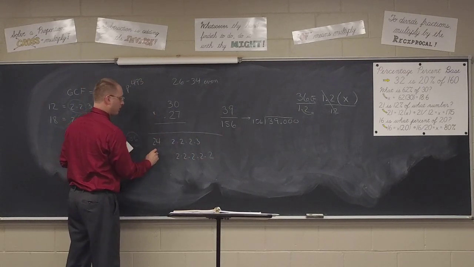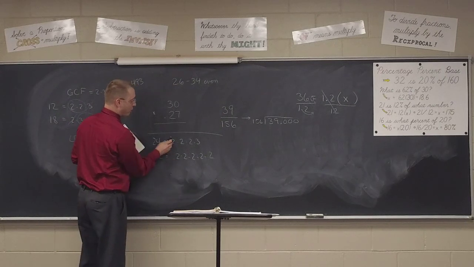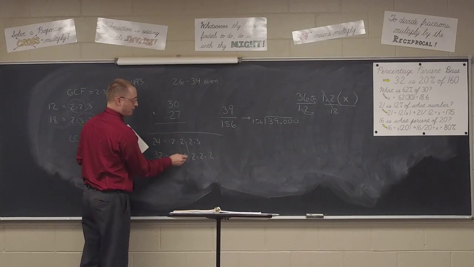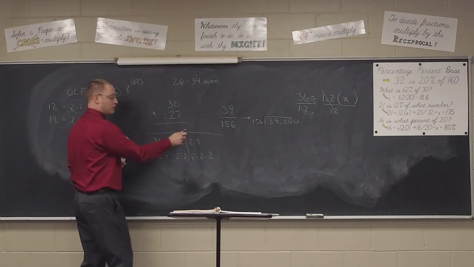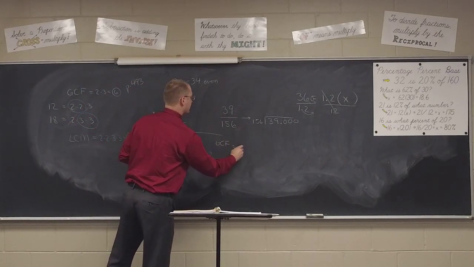Right? So there's 24. There's 32. Well, they both have a 2 in common. That's all they have in common, 2 times 2 times 2. So the GCF is 8.